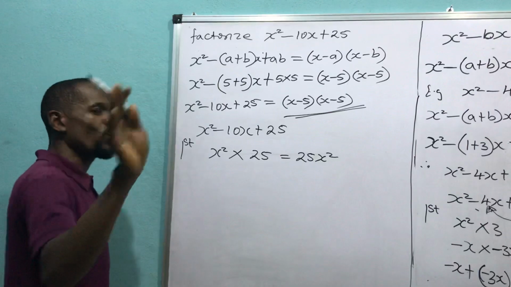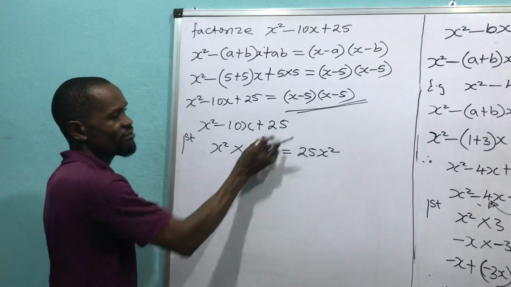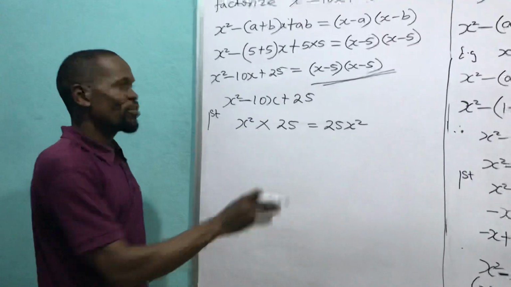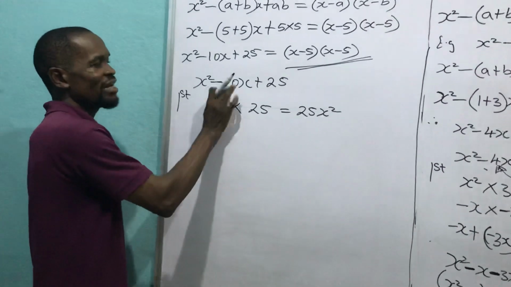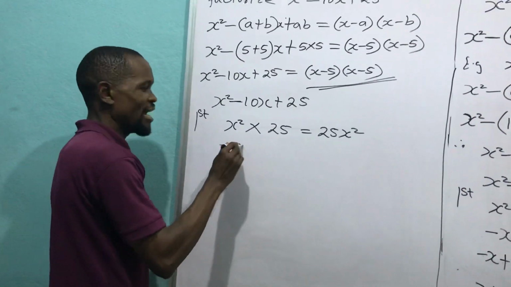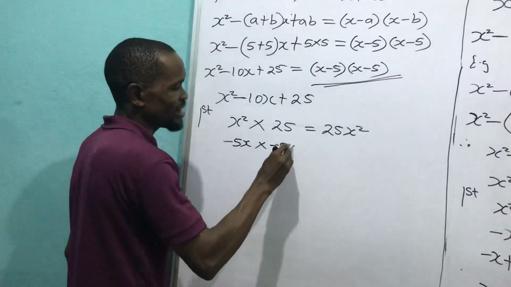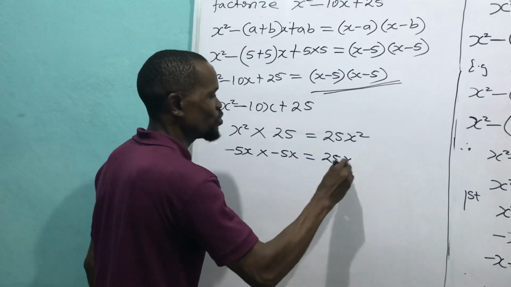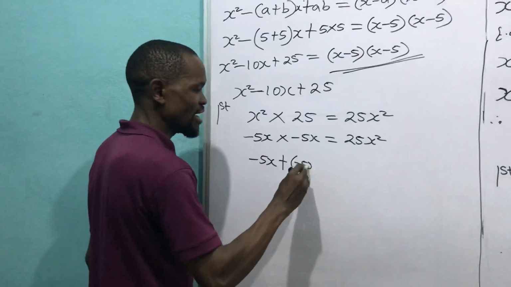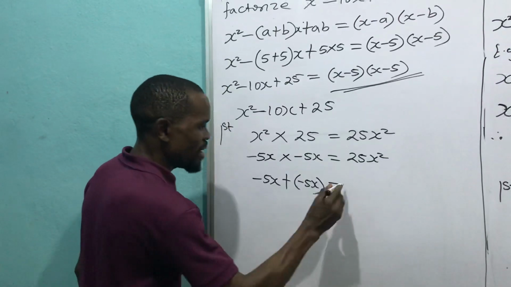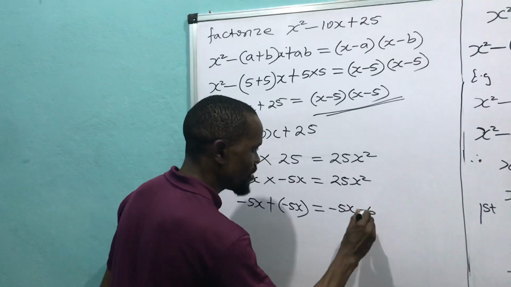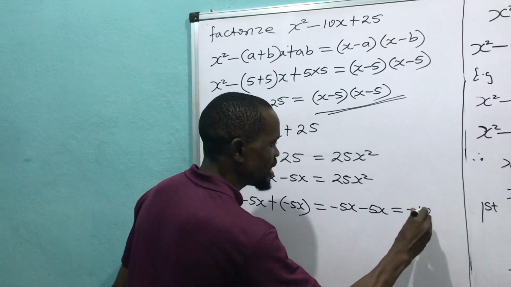I will ask myself, what will I multiply together that will give me 25, when I add it together, give me minus 10x? What will I multiply together will give me 25, when I add it together, give me minus 10? I will say it is minus 5x times minus 5x as well will give me 25x squared. And minus 5x plus minus 5x will be minus 10x.